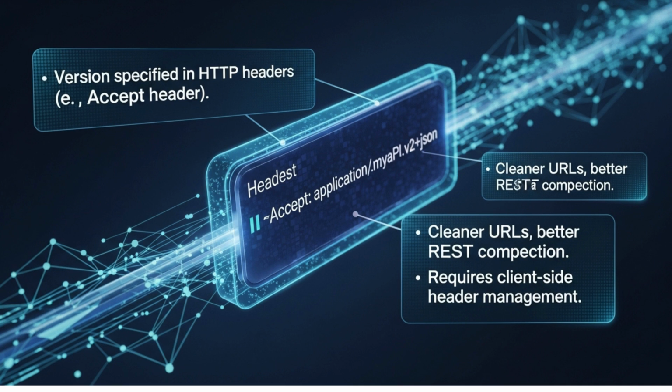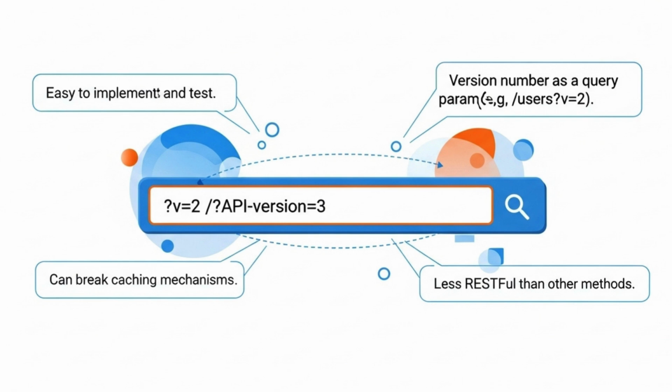The trade-off is that the version isn't immediately visible in the URL, making casual inspection a bit harder. It also requires clients to explicitly manage and send these custom headers with every request, which can add a slight layer of complexity. Another common technique is query parameter versioning.